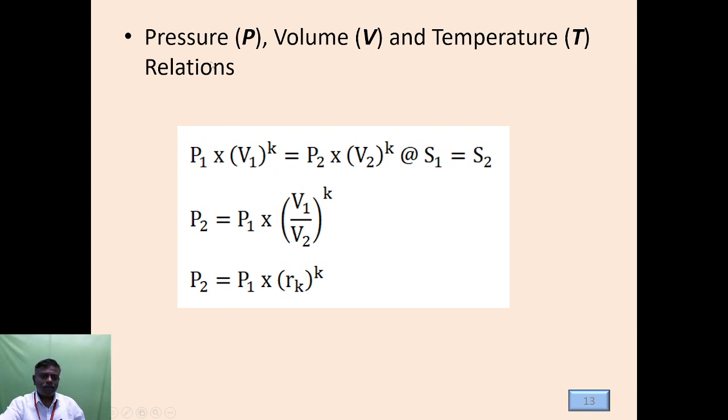Next, pressure, volume and temperature relations. You know that P1 V1^K equals P2 V2^K at S1 equal to S2, that is, when entropy is constant. From that we can find the pressure: P2 equals P1 into (V1 by V2)^K, and V1 by V2 is the compression ratio, so P2 equals P1 into Rk^K.